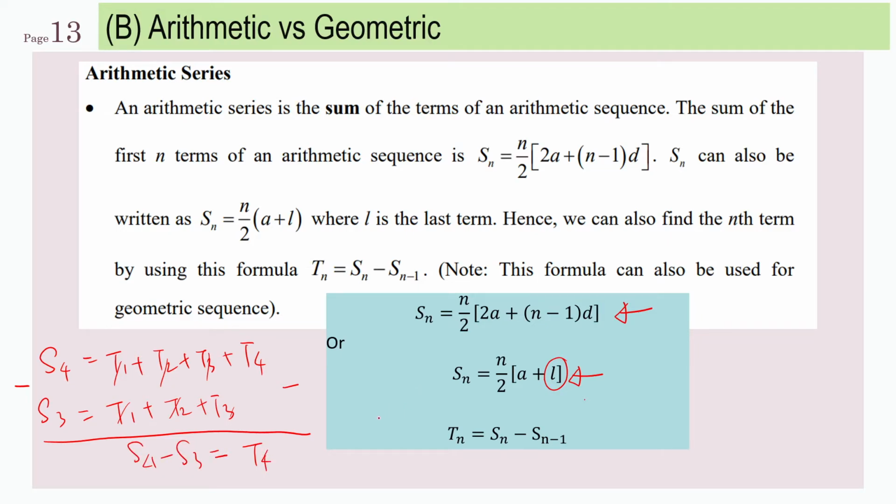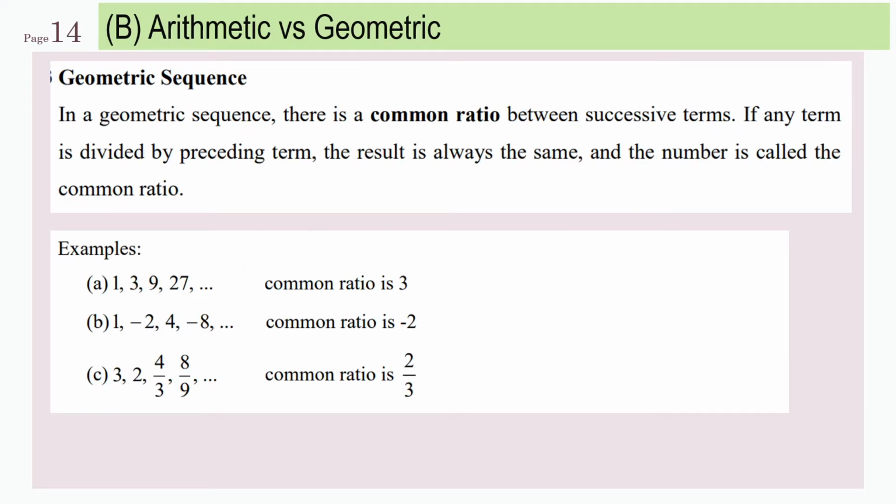So this is how we can find our T4 or our Tn by using the formula of Sn and Sn minus 1. And now we look at our geometric sequence. The difference between geometric and arithmetic is that arithmetic has a common difference. It means the second term minus the first term, and the 10th minus the 9th.